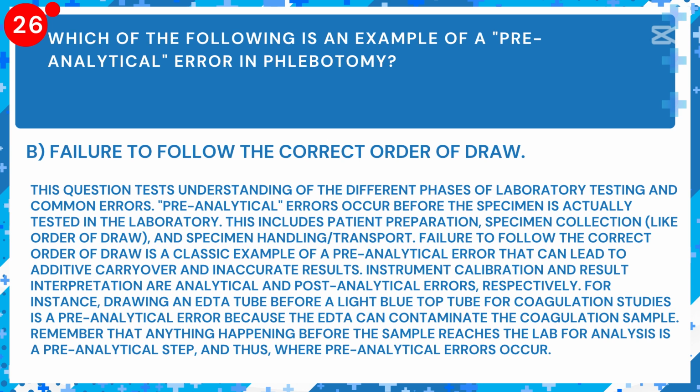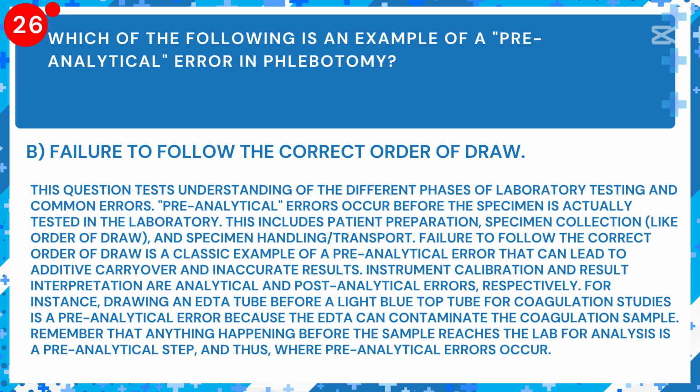Instrument calibration and result interpretation are analytical and post-analytical errors, respectively. For instance, drawing an EDTA tube before a light blue top tube for coagulation studies is a pre-analytical error because the EDTA can contaminate the coagulation sample. Remember that anything happening before the sample reaches the lab for analysis is a pre-analytical step, and thus, where pre-analytical errors occur.